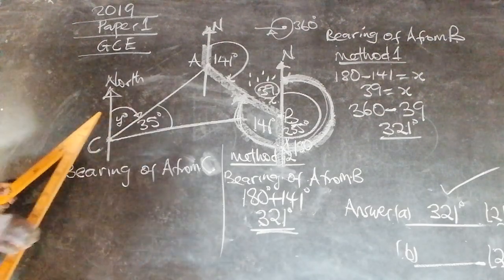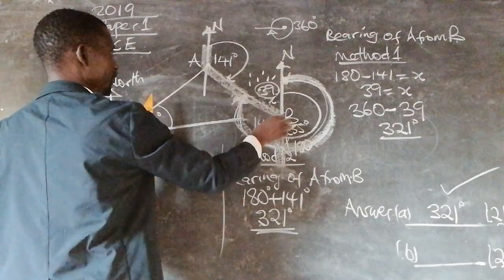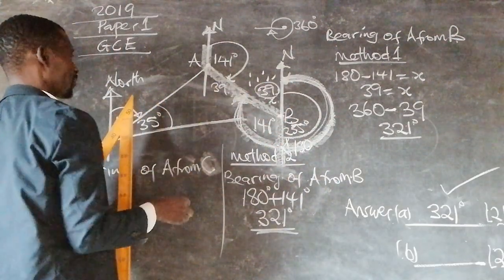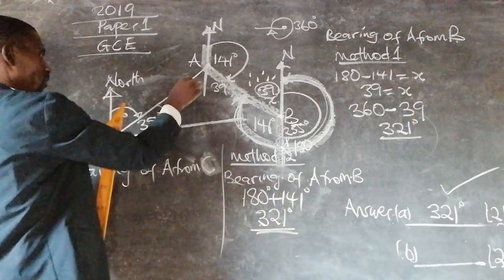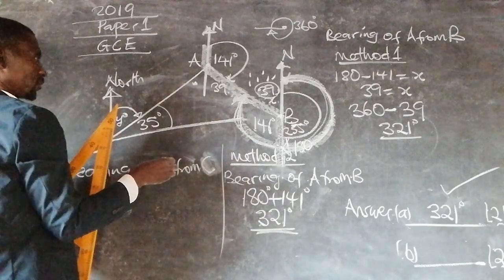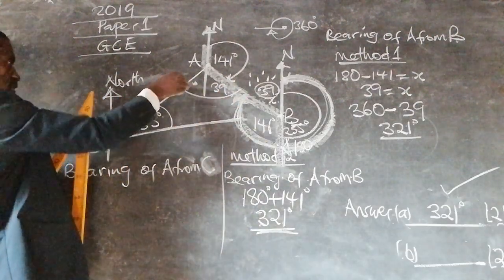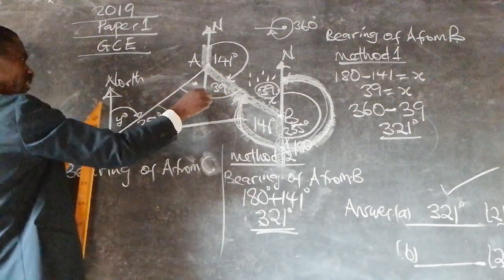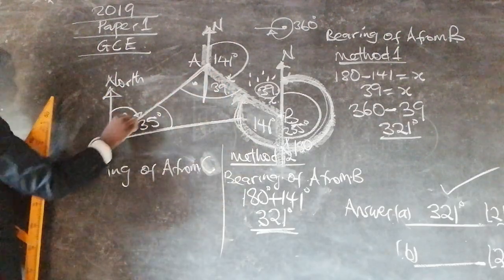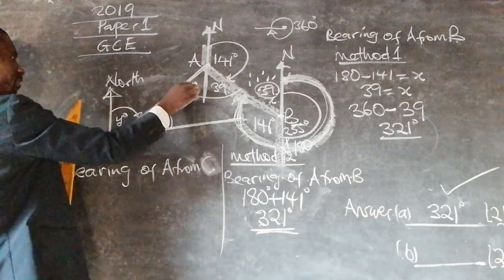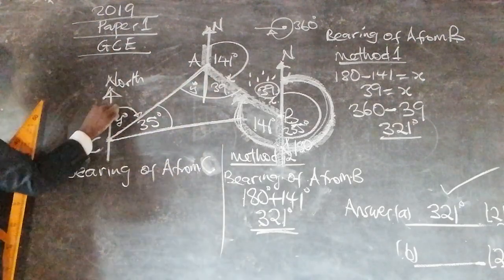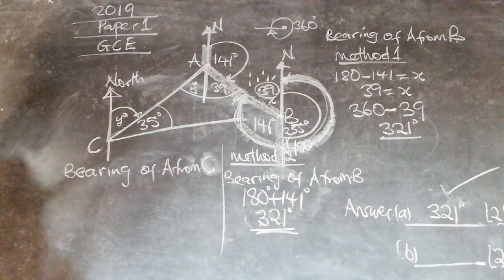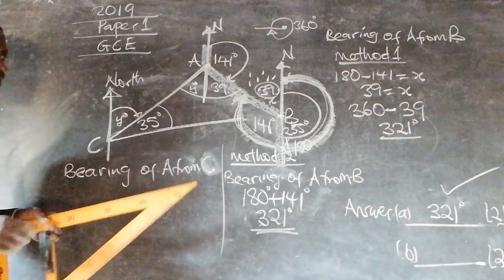So we need to start from somewhere. If we have a 39 there, if you do a Z, this 39 is going to come there. But do we know this angle? No. So we need to know the whole of this angle so that we subtract 39 from it. Once we get that, we are going to do alternate angles again. The Y which is here is the same Y which is going to come there. And this is going to be the bearing of A from C.